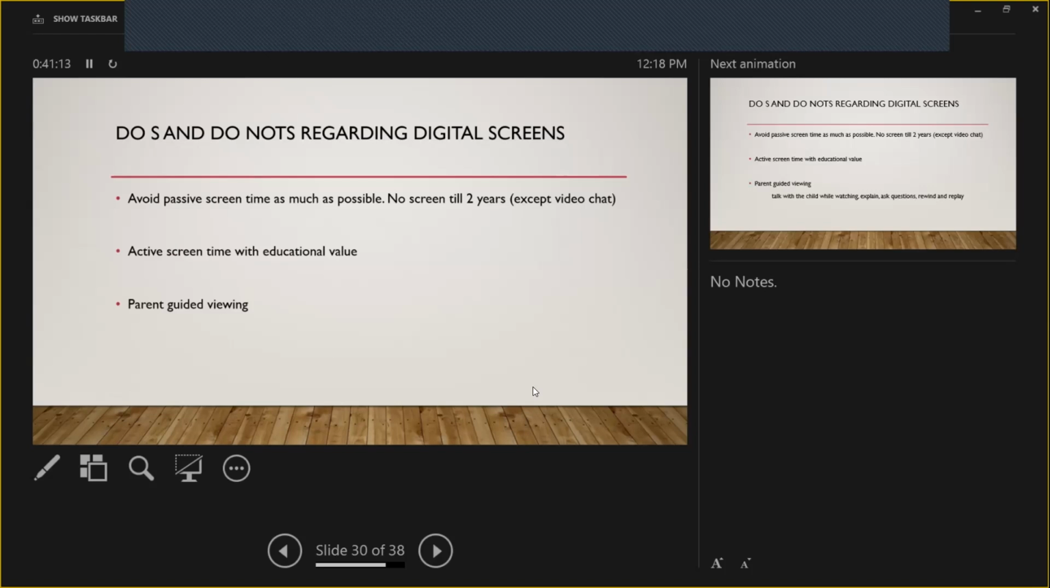Then parent-guided viewing, because when we are having parent-guided viewing, we can talk with the child, watch, explain and ask questions. If the child can't understand, we can rewind, if it's a program which can be rewound, and then play it again.